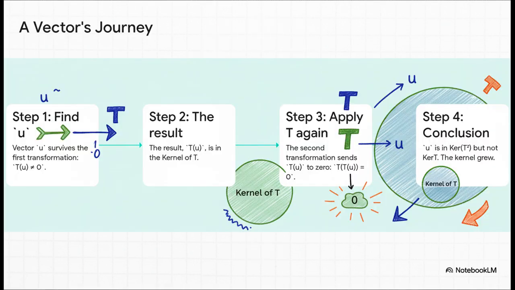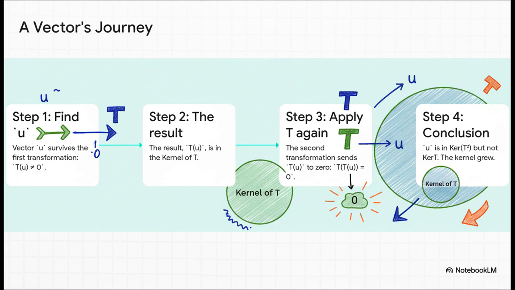So this slide walks us through the logic like it's a little story. The exam sets up a special case where we find this clever vector, let's call it u. Now, when we apply our transformation T to u, it survives. It doesn't go to zero. But, and here's the twist, the result, this new vector T(u), has a special property. It is in the original kernel. So when we apply T a second time, it gets squashed to zero.